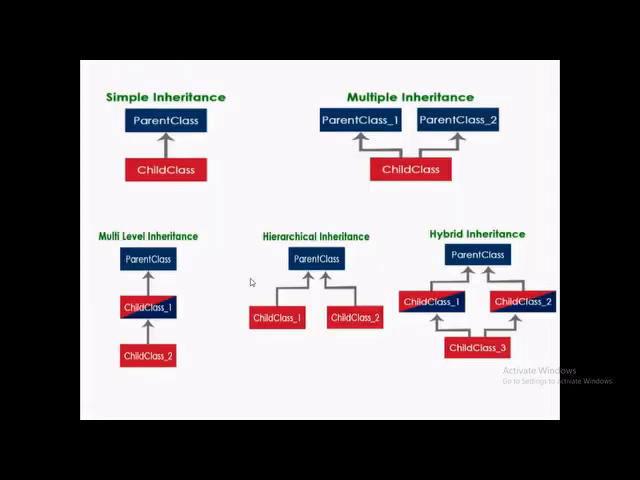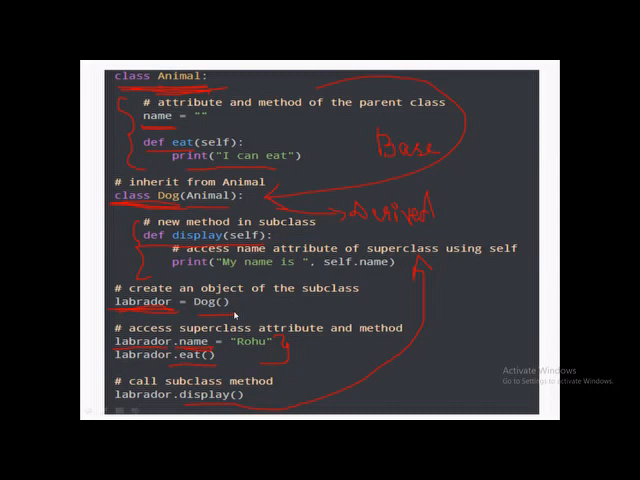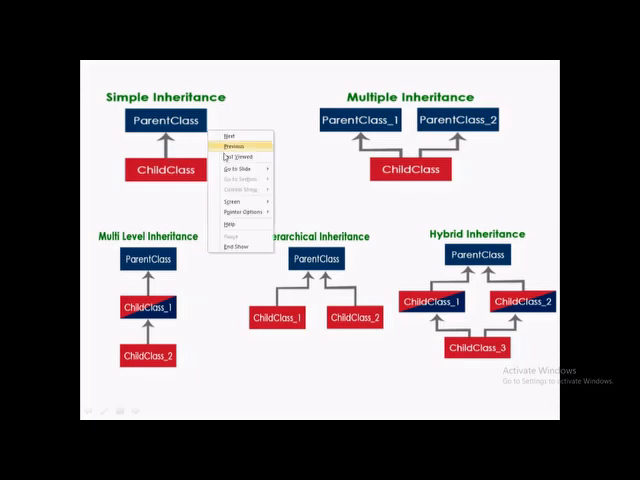So let's see the different types of inheritance. In the previous slide we discussed an example of simple inheritance. Simple inheritance means a parent class is inherited to a child class, only one class, the parent class, which we call the base class, is inherited to a child class. That we call simple inheritance. So these are some of the types of inheritance: simple inheritance, multiple inheritance, multi-level inheritance, hierarchical inheritance, and hybrid inheritance.